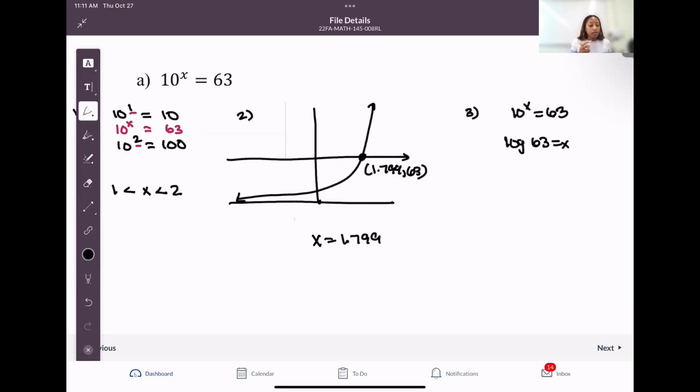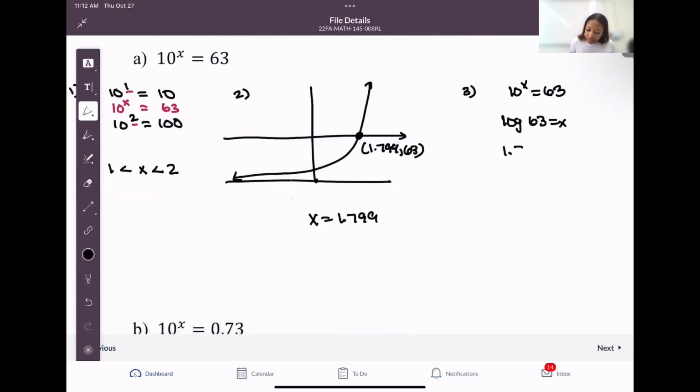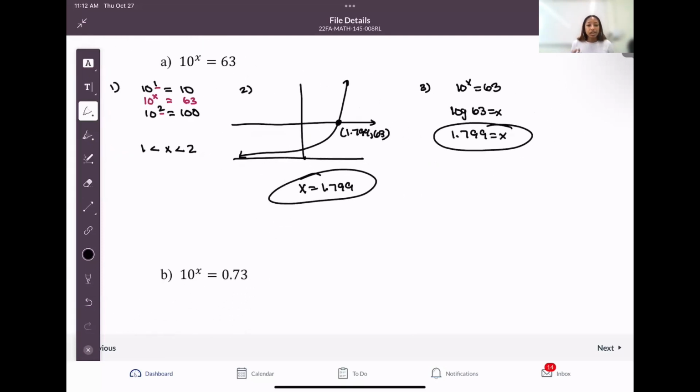So all we have to do is go to our calculators, type in log of 63. I'm going to do that now. Log of 63 equals, would you look at that? If we round to 3 decimal places, yes, we're asked to round to 3, we get 1.799. And does that match up with our estimate? Yes, we were expecting a number between 1 and 2. This answer is between 1 and 2.